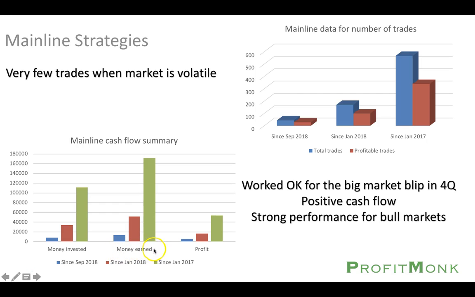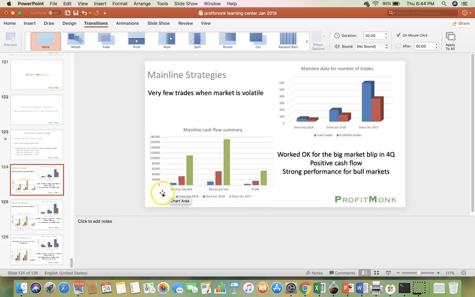Then you have money earned. So on these profitable trades, which are red here, how much total money you made, and that's again this bar here for September 2018, so for last quarter. And profit is nothing but how much money you made minus money you invested. So basically cash flow seems to be positive here for mainline. Let's look at those numbers in a little bit more detail by going to the graph directly.